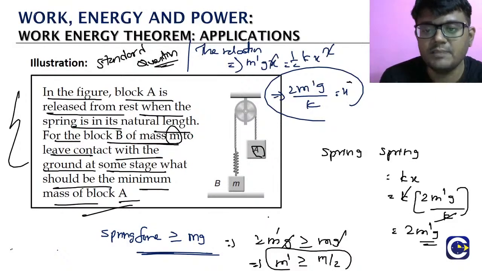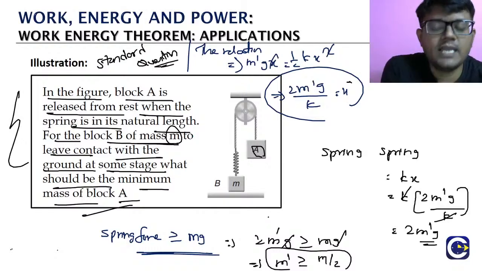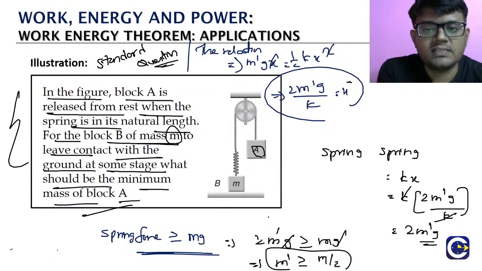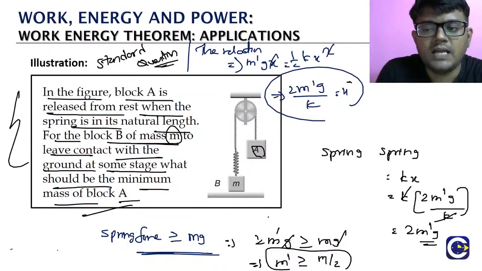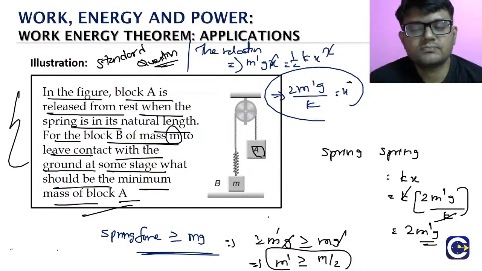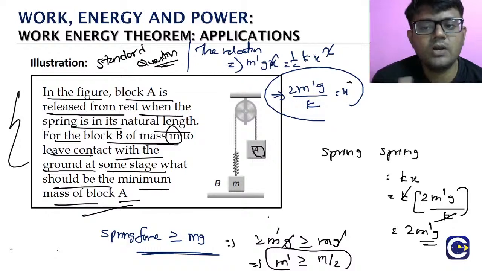Okay va? So how do we approach this? As the block A is going down, its potential energy will be decreasing. That is resulting in what? An increase in the spring's potential energy. So we equate both, and from that we get the elongation x value.